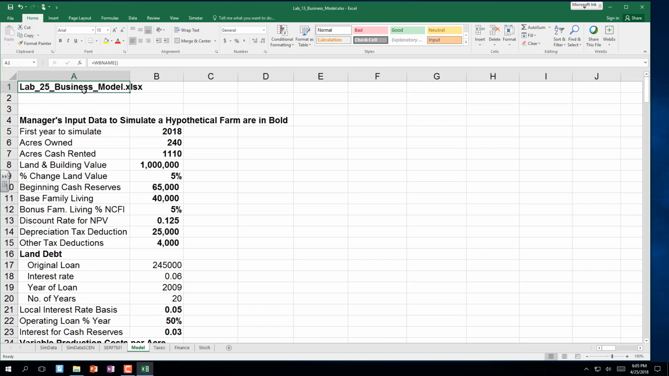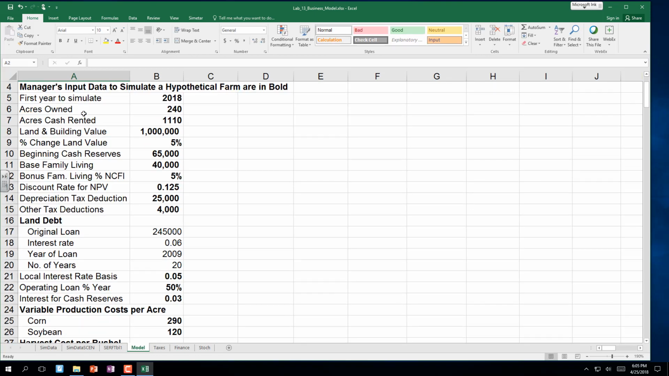This is not Lab 25, but it might feel like Lab 25, but it's really not. It's Lucky 13.